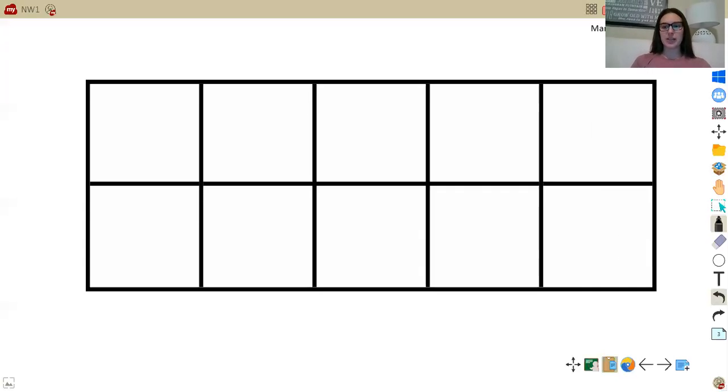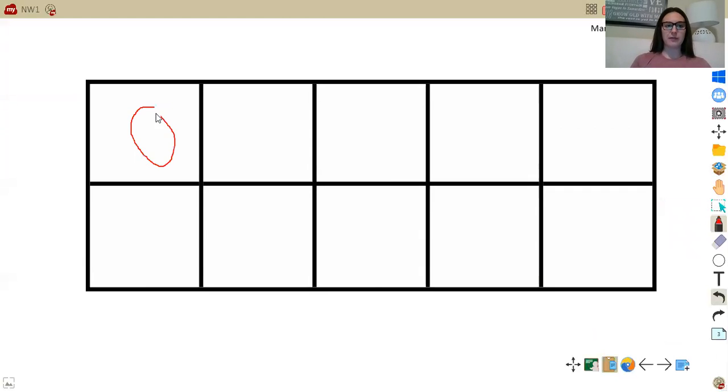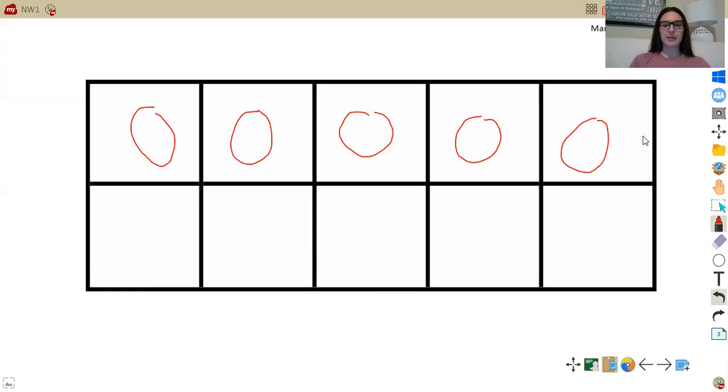So let's go ahead and draw circles in the top 5. 1, 2, 3, 4, 5. So I can see in my first row, my first 5 are represented in my 10 frame.